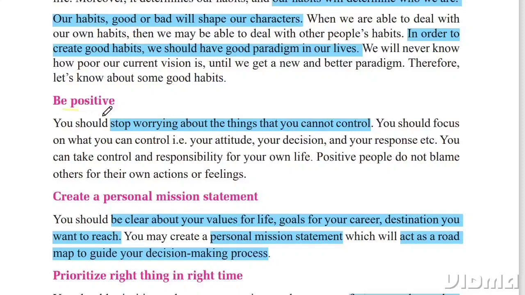First one, be positive. What does it mean? Being positive means stop worrying about the things that you cannot control. You don't have to worry about the things which are beyond control. Next, create a personal mission statement. If you create a personal mission statement, it will act as a roadmap to guide you in your decision making process. So you have to be clear about your values for life, your goals for your career, and which destination you are taking. So create a personal mission statement.